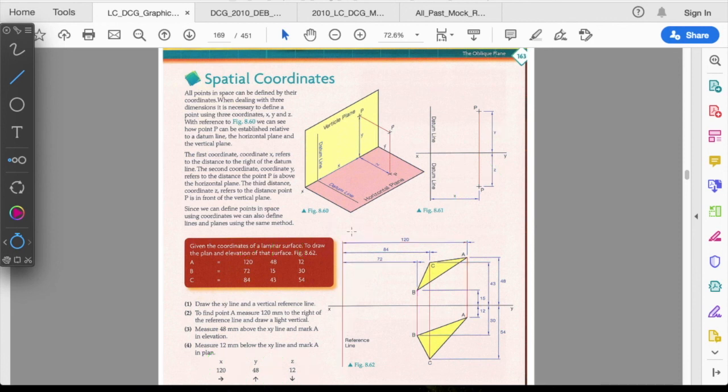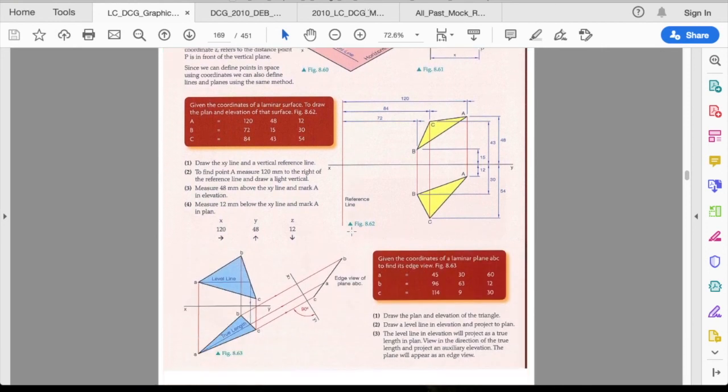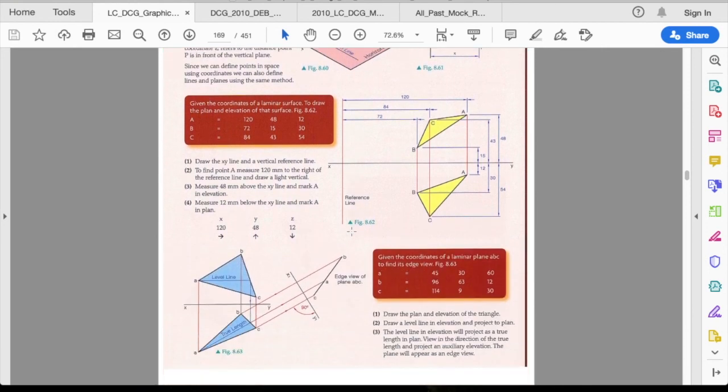Okay. Now, once you have your laminar plane put in, then we're going to be asked to find the true shape. The first thing we'll be asked to do is to find the true shape of that laminar plane. Okay. And to do that, it is the same as when we were looking at the true shape of an object on an oblique plane, because that's actually what your laminar plane is. So we start off, we draw a level line.